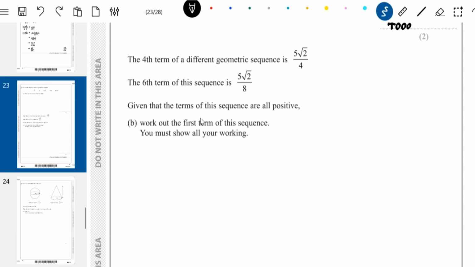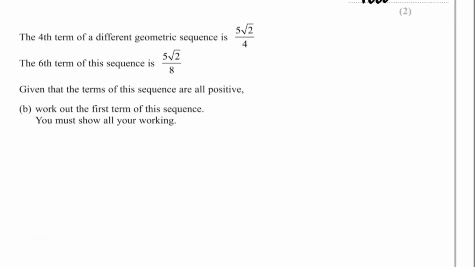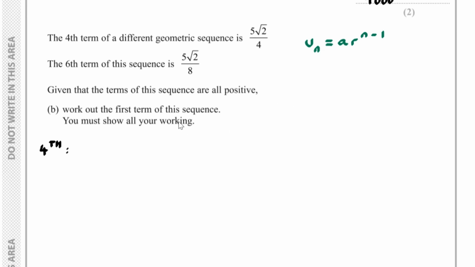Well, for a geometric sequence, we've got u n equals a r to the n minus 1, where n is the position. So for the fourth, we've got a r to the 4 minus 1, that's equal to 5 root 2 over 4.